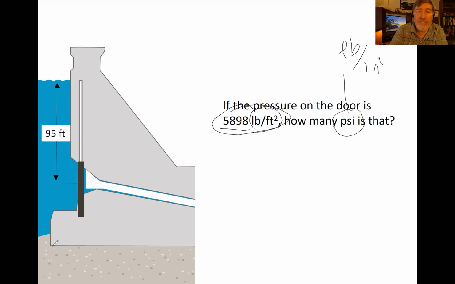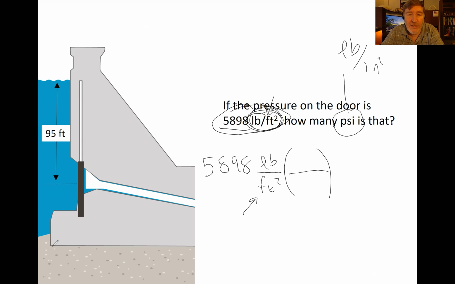So I'm going to take the number that I've been given, but I'm not going to write it quite like that. I'm going to write it like this. I'm going to say 5,898, and instead of writing it like that, I'm going to write it with a horizontal line. And then I'm going to say, okay, I need to get rid of feet and convert it into inches. So how many feet equals how many inches? Hopefully you guys know the answer to that. Somebody tell me in the chat box. Come on. Okay, good. All right, 12.